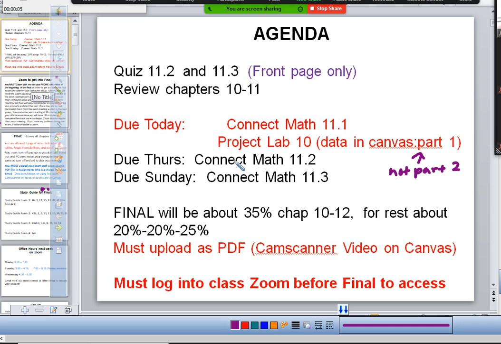And then someone else talked about needing to have, I'll talk about that later. Okay. And then Thursday, you have Connect Math 11.2 due, and then Sunday you have homework due. 11.3 is due this Sunday. Super quick and easy. These are not hard.